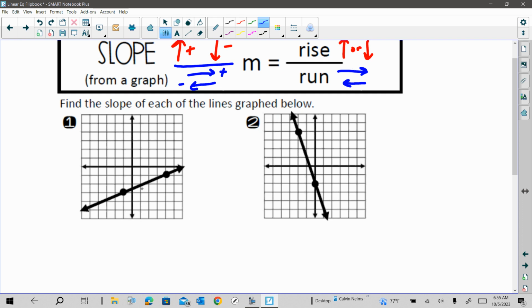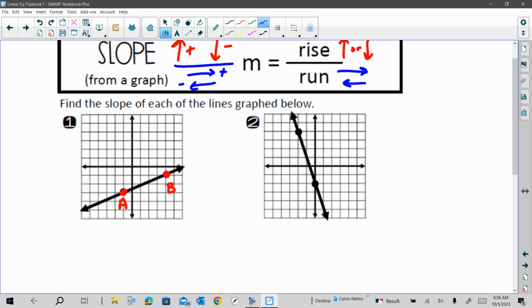You read your line, the graph of the line, left to right, just like everything else. So if I'm looking at this, I'm going left to right. This is the first point. I'm just going to label that A. And then this is my second point. That's my B. All right, so start from A. I have to count up or down to get to B.